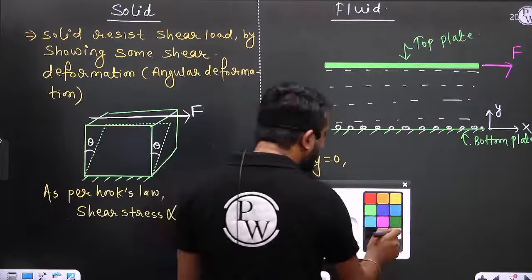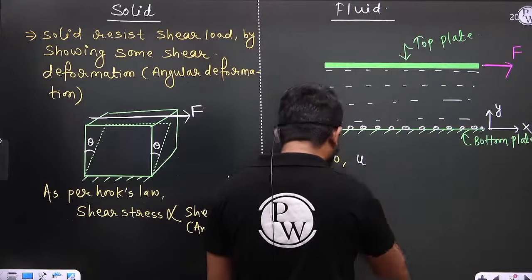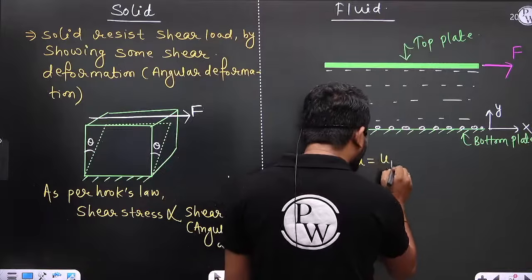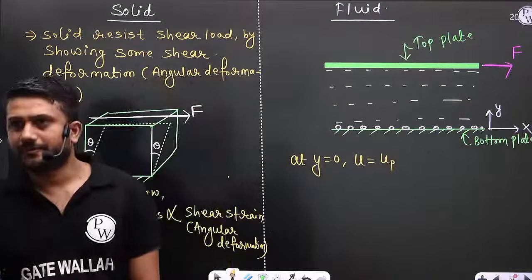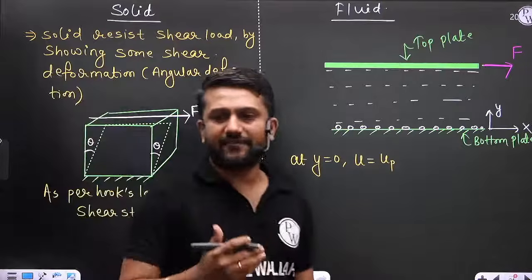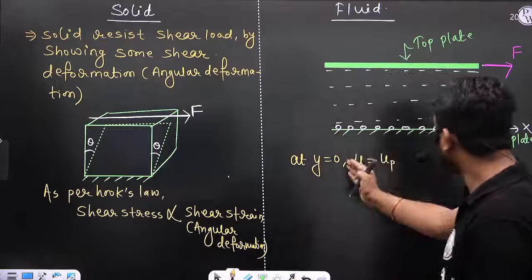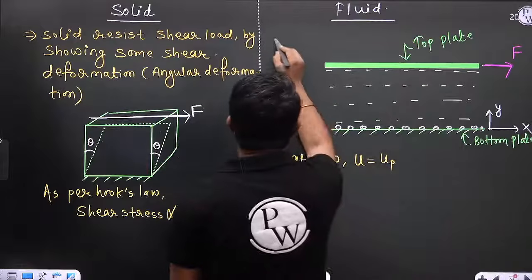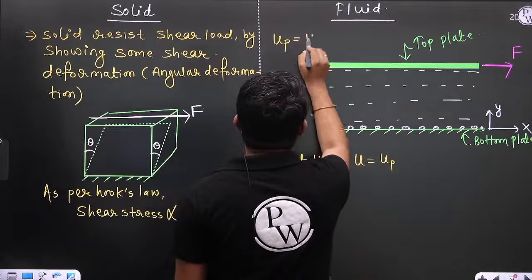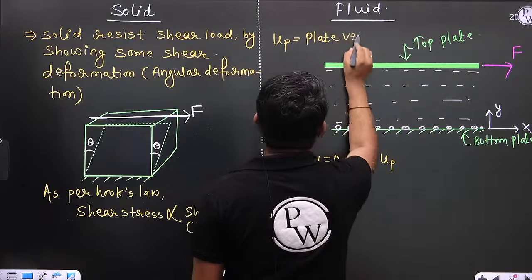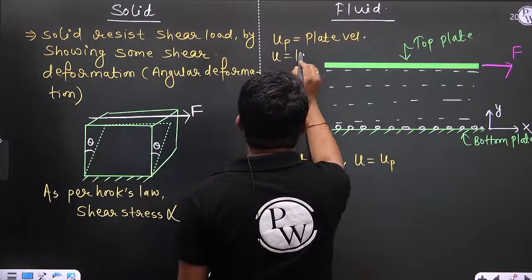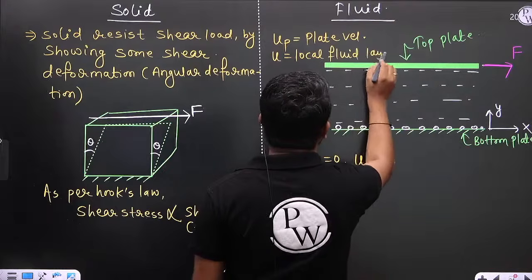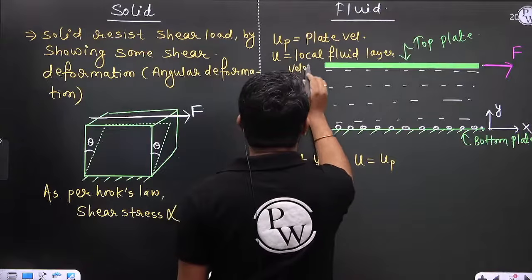So, my dear, at y is equal to 0, the fluid layer velocity is equal to the plate velocity. What is UP? UP is the plate velocity. And what is U? U is the local fluid layer velocity.